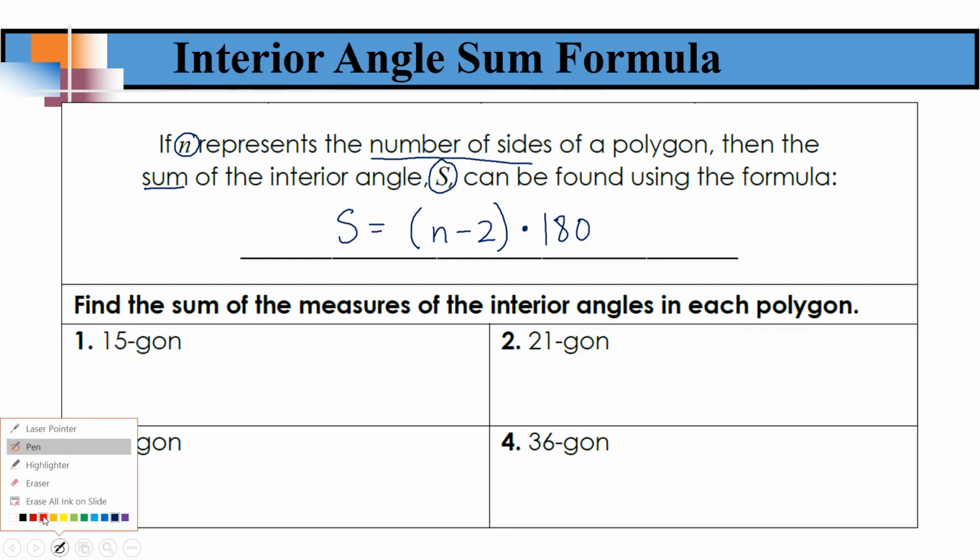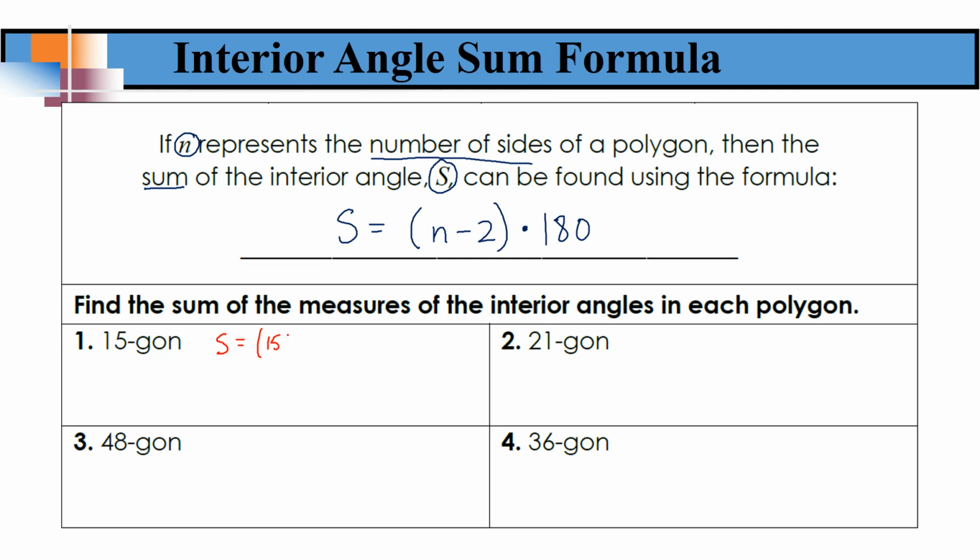In example 1, it says find the sum of the measures of the interior angles in a 15-gon. That just means a polygon with 15 sides. So that just means S equals 15 minus 2 times 180. Well, that's just 13 times 180, which equals 2,340 degrees. Make sure you put degrees.